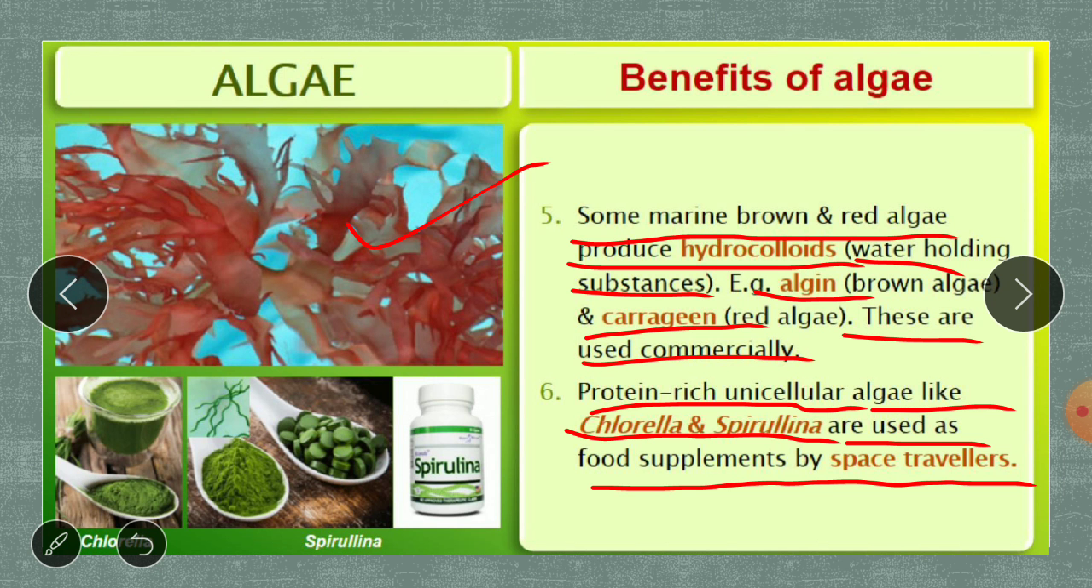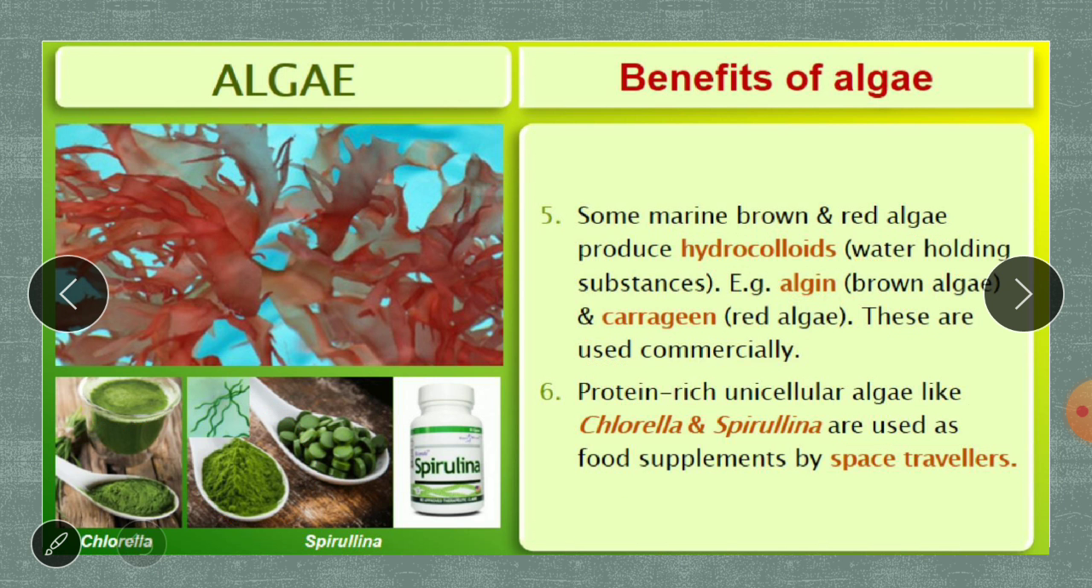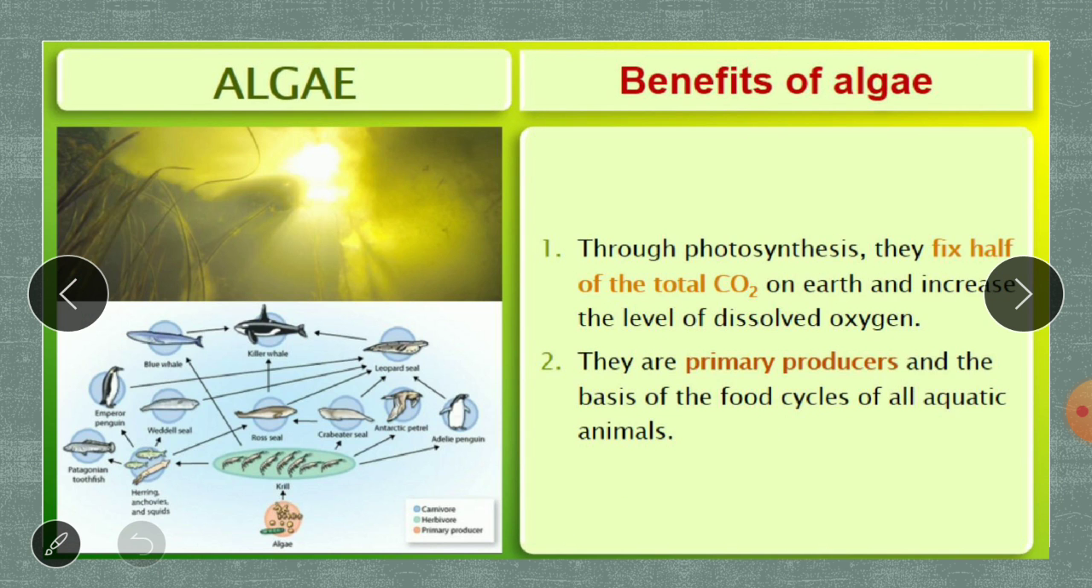So they take the powder form of Spirulina and Chlorella, which have a high protein content. By eating this, they get their daily requirement of protein. So they are used as food supplements by space travelers. In this manner, algae are very important to us.